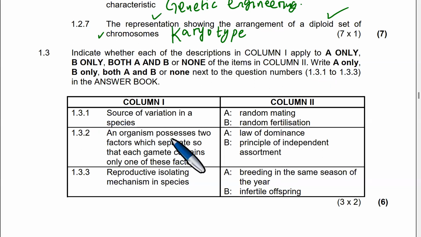Source of variation in a species, which one matches? Is it the random mating or random fertilization? Obviously, you'd agree that this one is both A and B, because we're looking at the source of variation in a species. It's both random mating and also random fertilization.